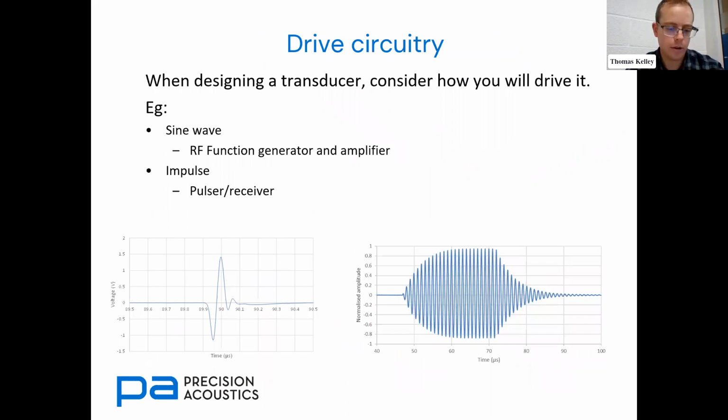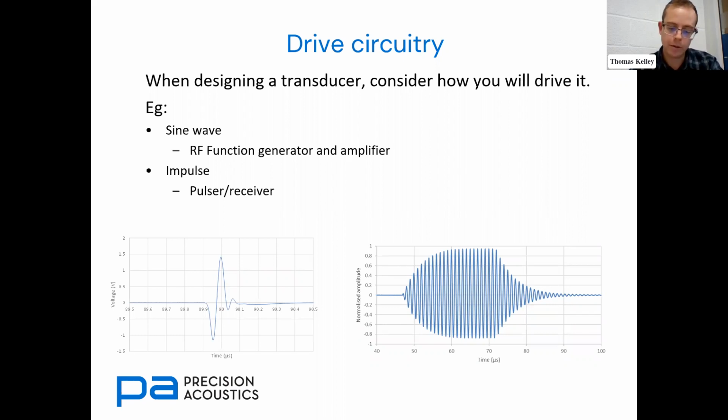So moving on to drive circuitry, how we drive transducers. What we're aiming to achieve with the transducer determines how we should drive it, and how we will be driving the transducer provides input into how we'll design it. So if we're looking for high pressure or power outputs, we're best driving the transducer with a sine wave input. The sine wave allows the transducer to ring up, reach its full resonant steady state.